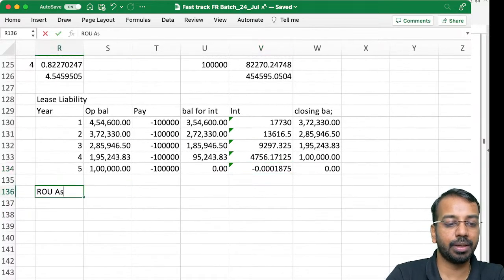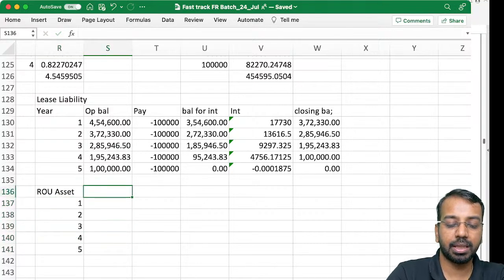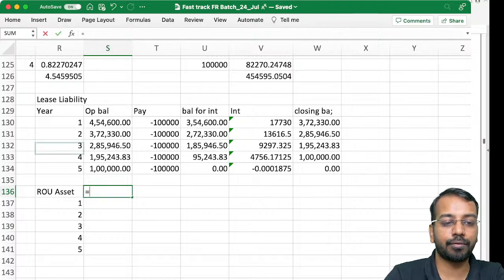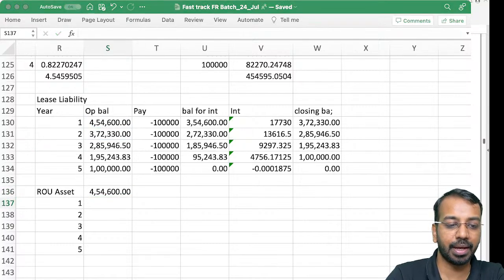The ROU asset will be for 1, 2, 3, 4, 5 years. Okay. The ROU asset opening balance is 454,600. Here we do not have any other payment that is being made. Then 454,600.